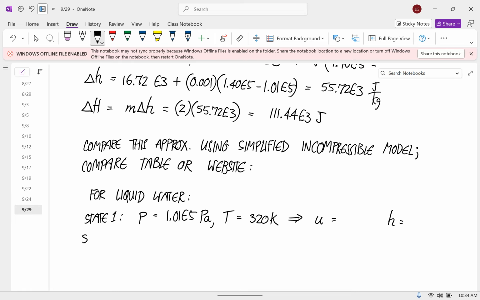And then we're going to do the same thing at state 2, for a pressure of 1.4 times 10 to the fifth and a temperature of 324 Kelvin. We're going to look these up. And then we'll subtract and see how close our approximation was.